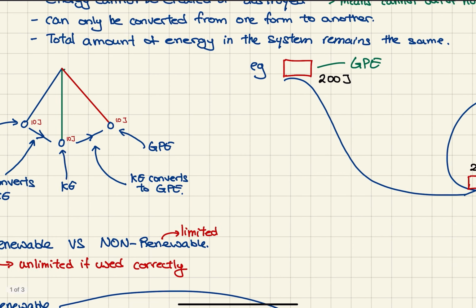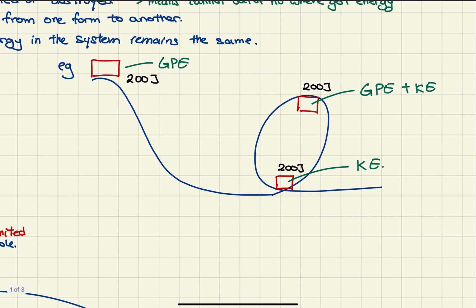Okay, so now we're going to take a look at another example. It's like, for example, a roller coaster that is going to do a loop. At the start, we have 200 joules of energy. And because all the energy in the system remains the same, the energy at the end is also 200 joules. It does not change because energy in the system remains the same.